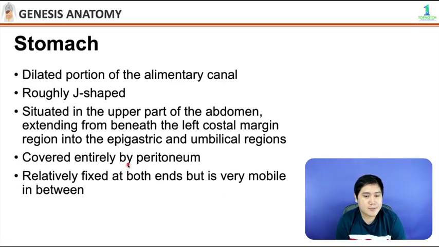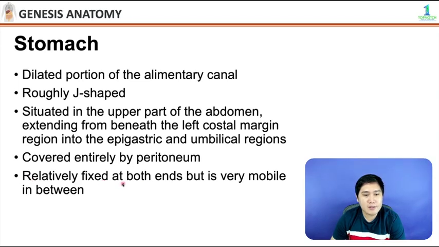Okay? So, now let's go to each organ in your abdomen. To start with, the stomach. It is the most dilated portion of the alimentary canal, roughly J-shaped in appearance. Situated in the upper part of the abdomen, beneath the left costal margin, and it occupies the epigastric and umbilical region. It is intraperitoneal, covered entirely by the peritoneum.